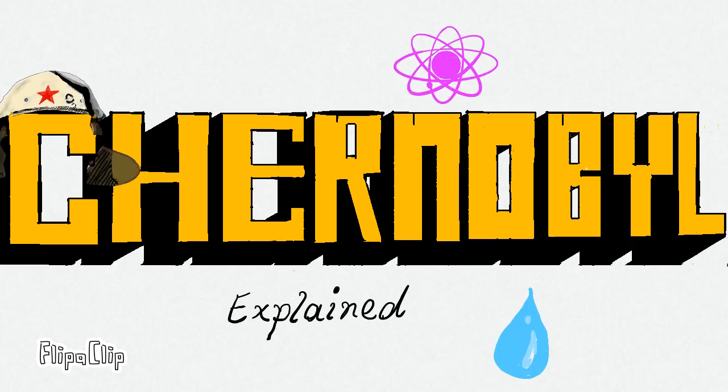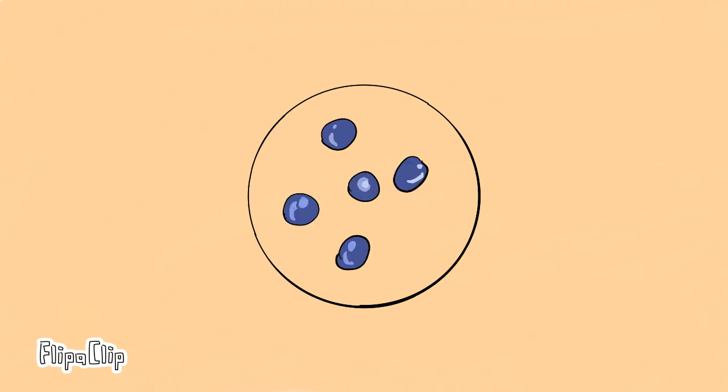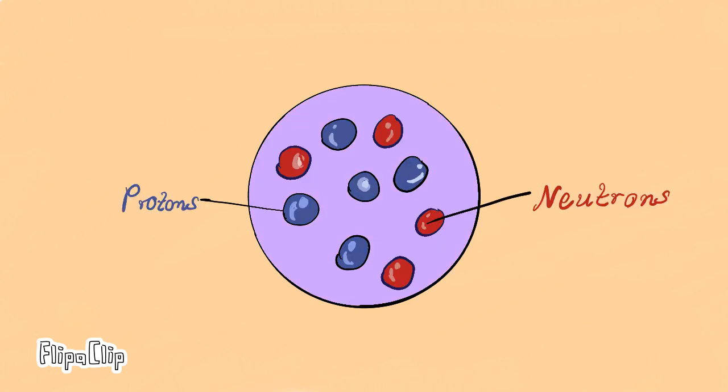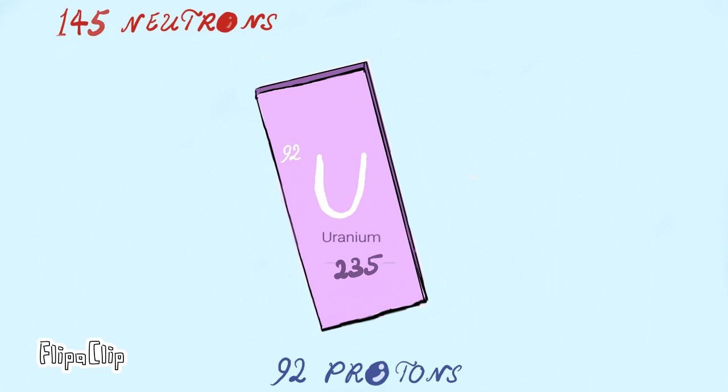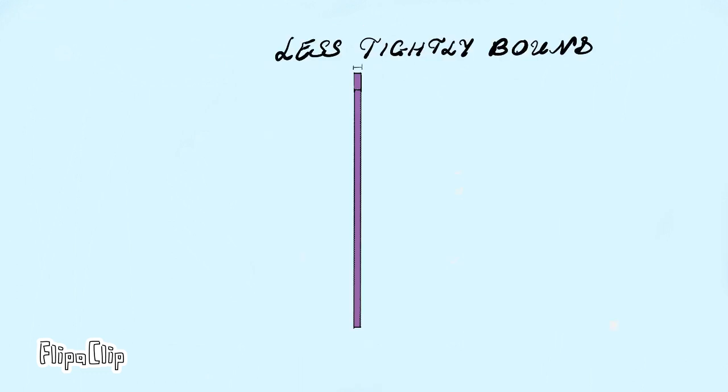This is Chernobyl explained. The story of Chernobyl begins with the atomic nucleus, made up of protons and neutrons. A regular nuclear reactor aims to generate energy by the splitting of uranium atoms, known as nuclear fission. Most uranium atoms have a total of 238 protons and neutrons. However, every once in a while, one comes along that lacks 3 neutrons. It is an isotope of uranium known as U-235 and is less tightly bound and lighter than the normal uranium atom.